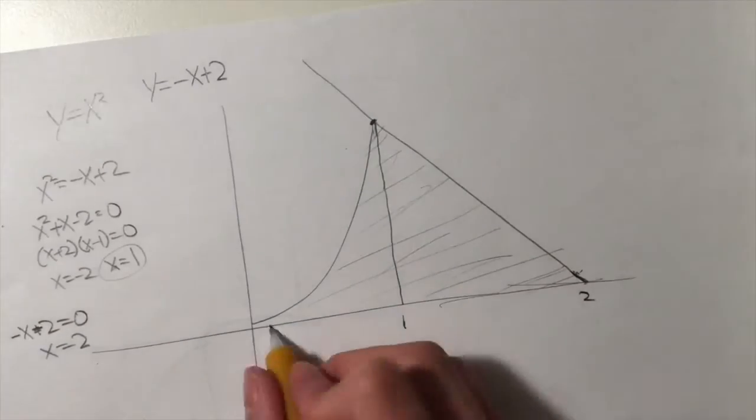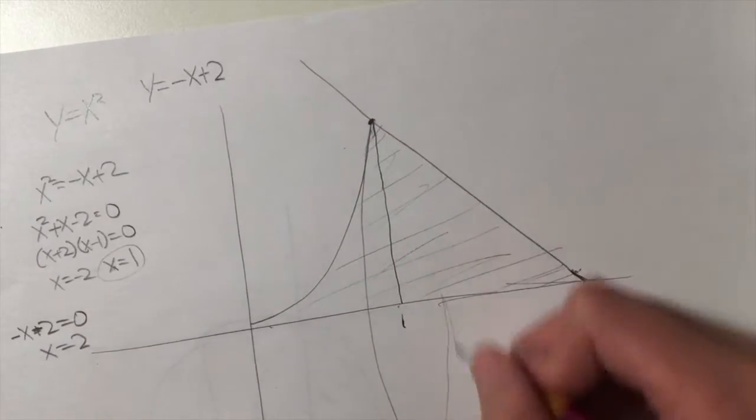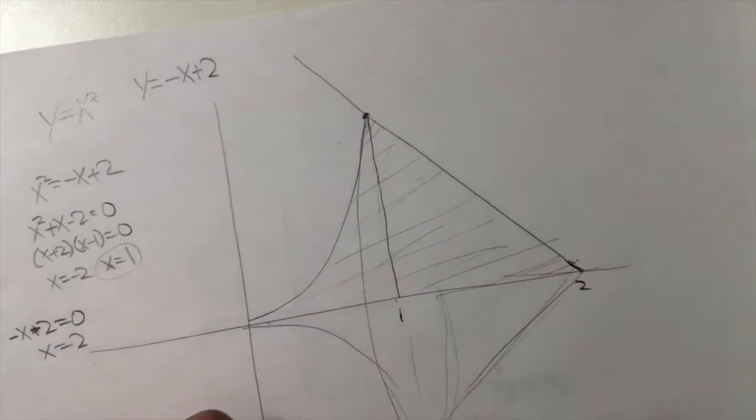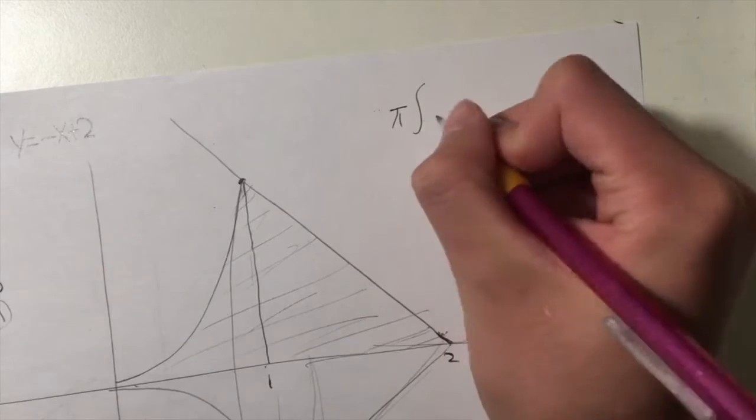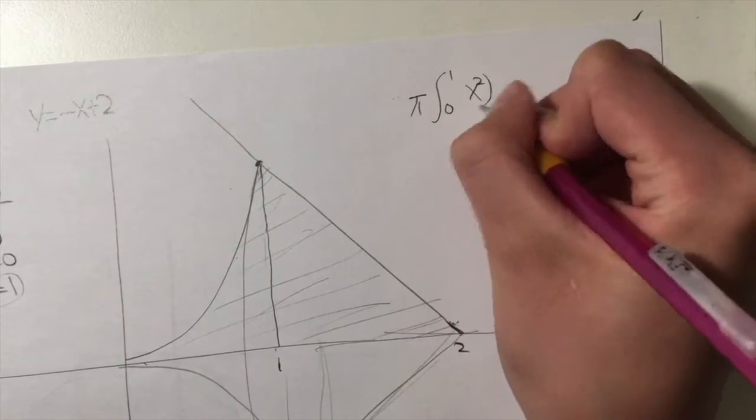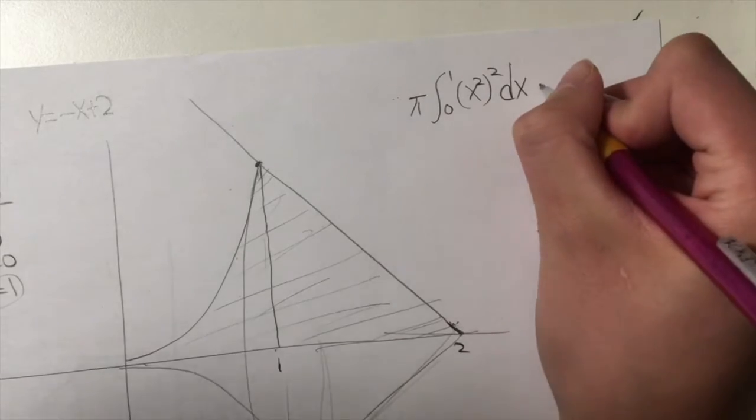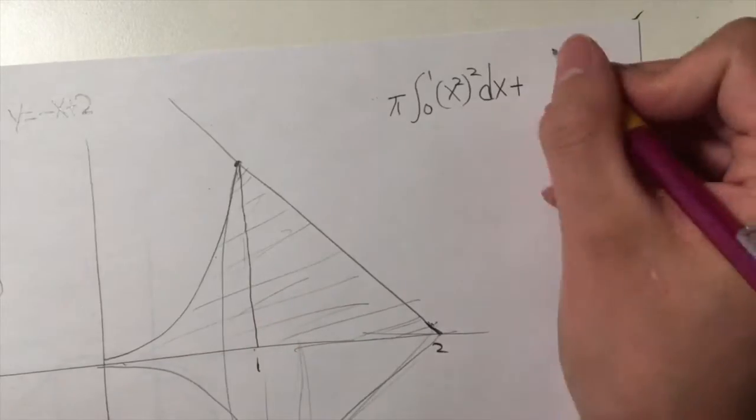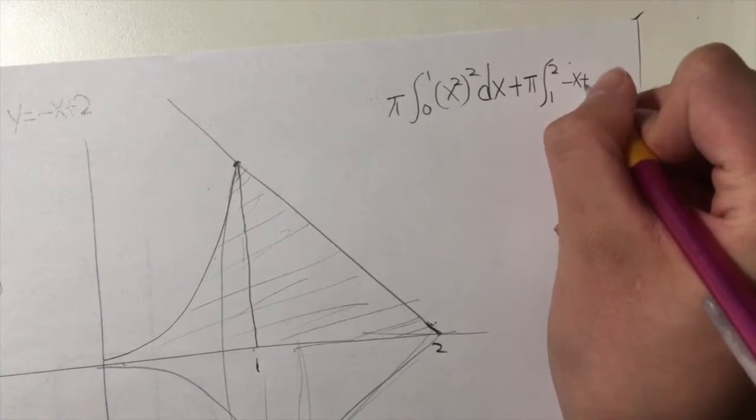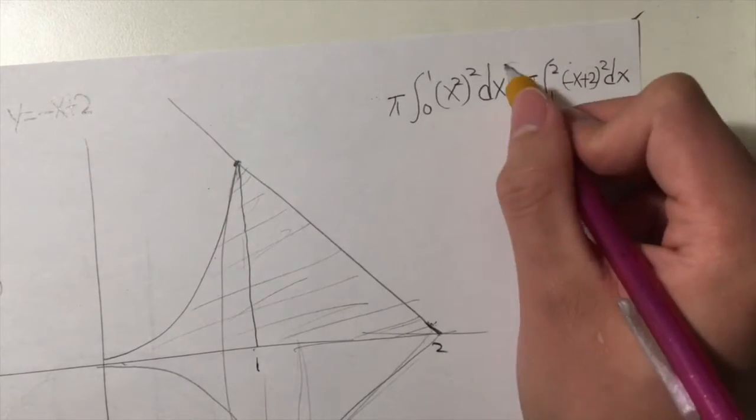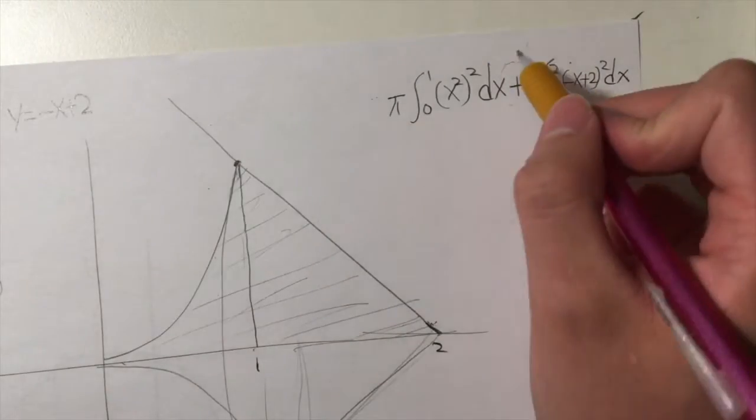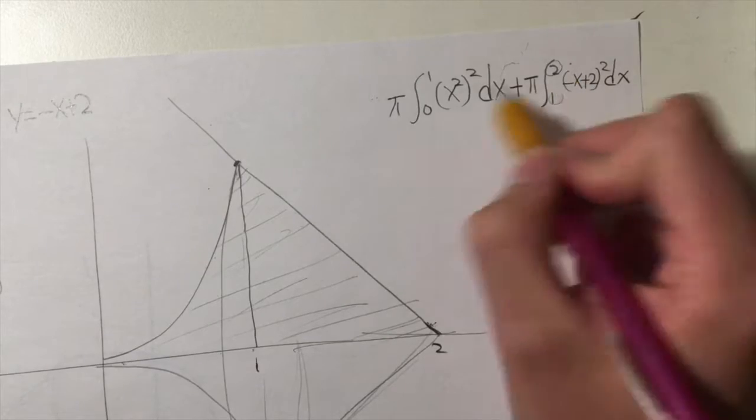Now let's look at the two different areas rotated about the x-axis. The first one is pi times the integral from 0 to 1 of the function x squared, squared in terms of x, added to the second part of the interval, 1 to 2, where the radius is negative x plus 2, squared in terms of x. You cannot combine these two like you combine the area between two functions rotating around an axis, because there are different intervals in this case.